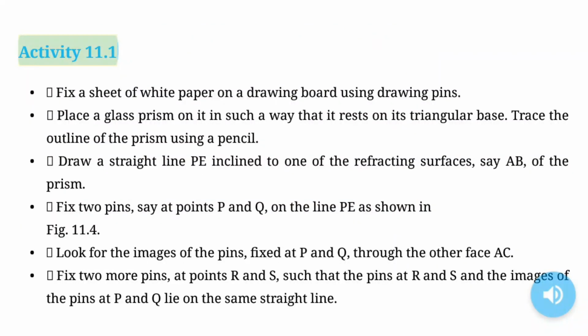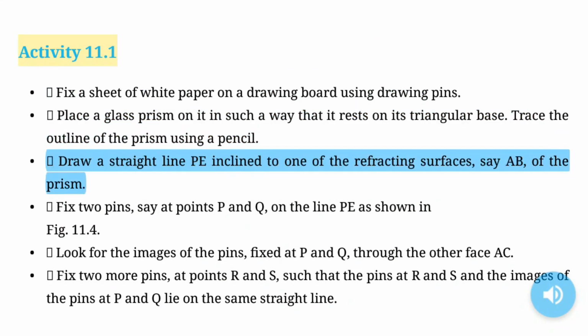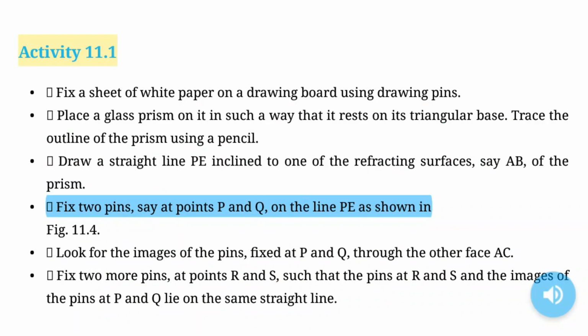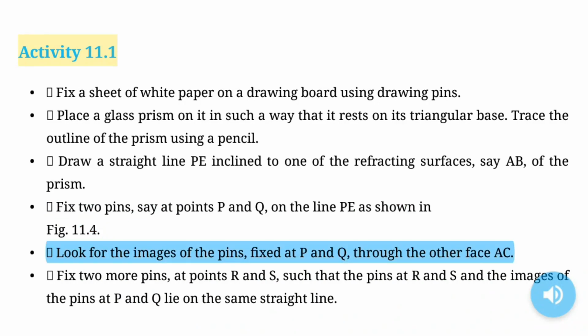Activity 11.1. Fix a sheet of white paper on a drawing board using drawing pins. Place a glass prism on it in such a way that it rests on its triangular base. Trace the outline of the prism using a pencil. Draw a straight line PE inclined to one of the refracting surfaces, say AB, of the prism. Fix 2 pins, say at points P and Q, on the line PE as shown in Fig. 11.4. Look for the images of the pins, fixed at P and Q, through the other face, AC.